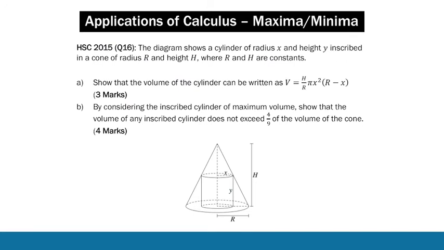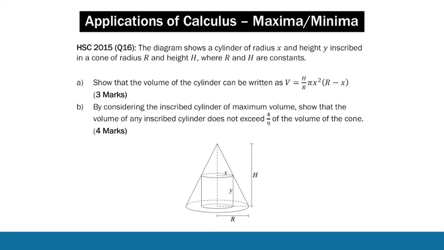Right, so here's the problem from 2015. The diagram shows a cylinder of radius x and height y, inscribed or placed inside of, I suppose, a cone of radius r and height h. Now, r and h are constants. They're just set numbers, we just don't happen to know them. And this problem obeys a very typical structure for this style of question.